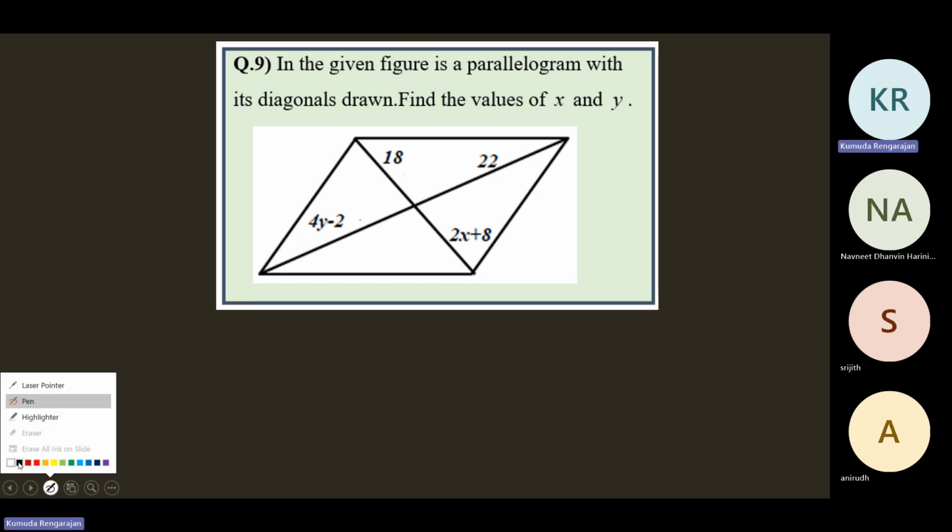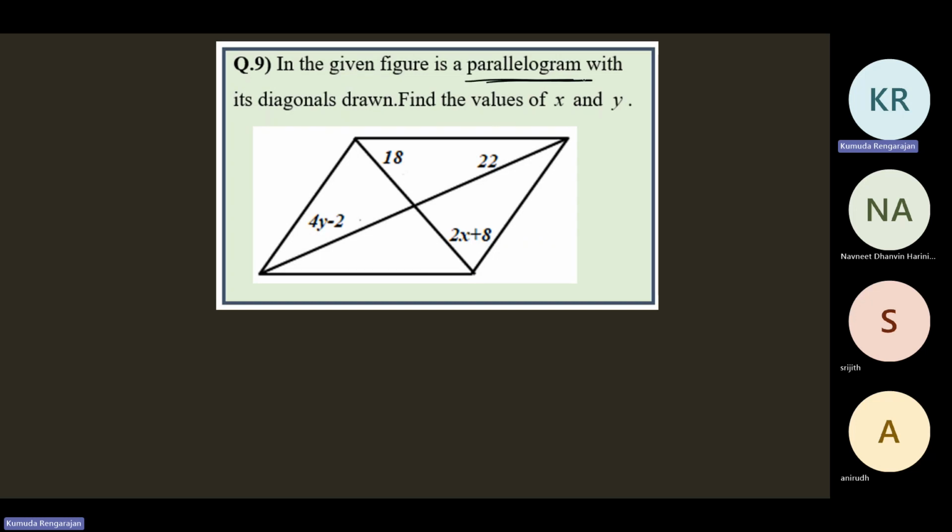What's the property you would use here? Tell me the property first. Answer my question. What is the property you would use here to find the values of x and y? It's given, the figure is a parallelogram. Mention the property. Diagonals bisect each other. Yeah, in a parallelogram, diagonals bisect each other. That's a property. Now apply that property.